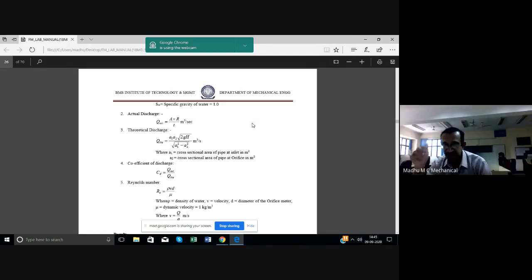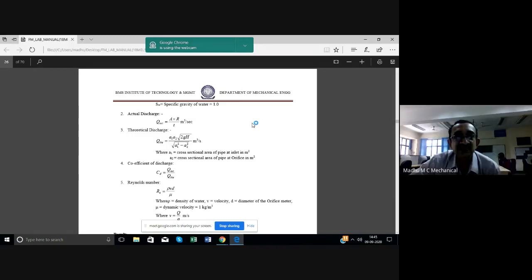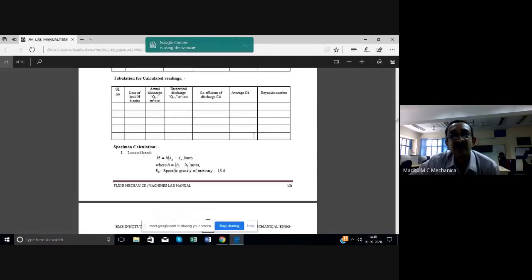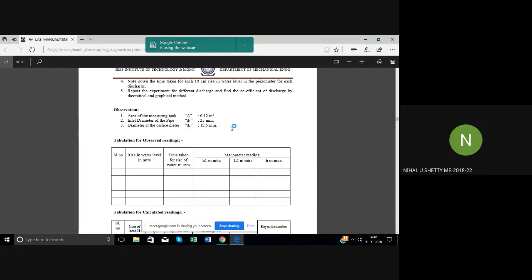Do A2 also. A2 is pi by 4 into D2 square, which is 0.122. D2 is how much? Once again, D1 is given as 25 mm, that is 25 into 10 power minus 3 meters. D2 is 12.5 mm, that is 12.5 into 10 power minus 3 meters. So A2 is 4.9 into 10 power minus 4.